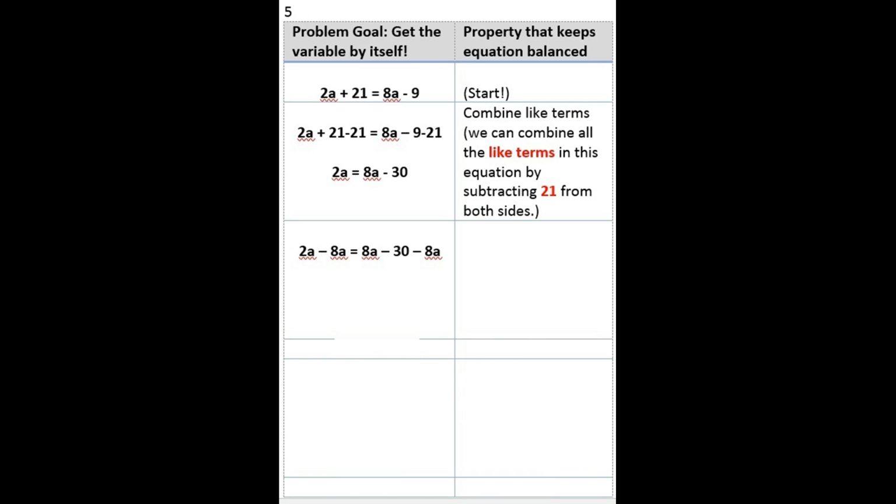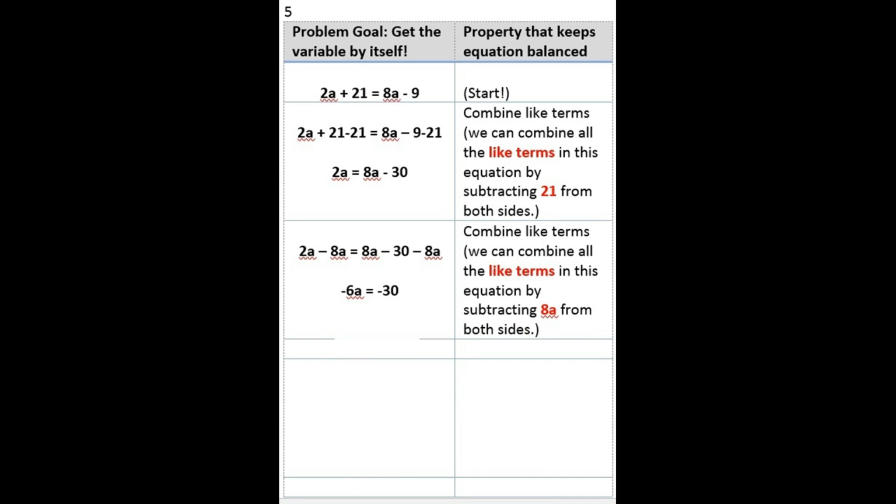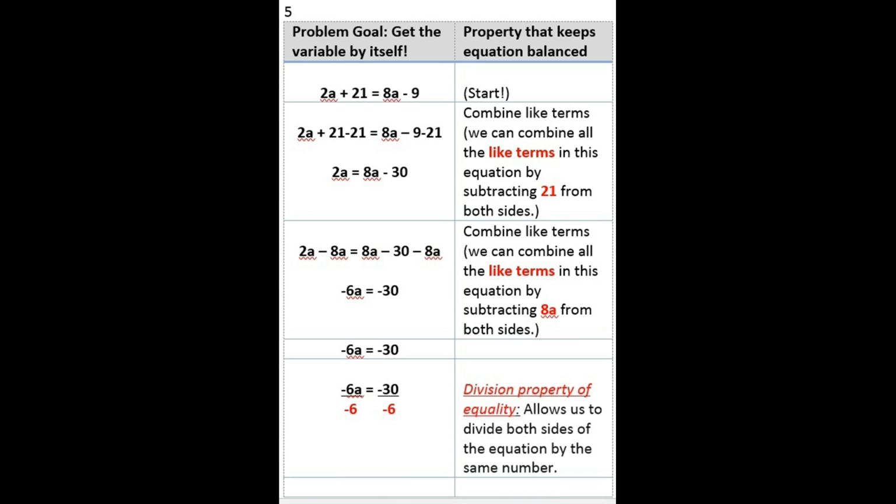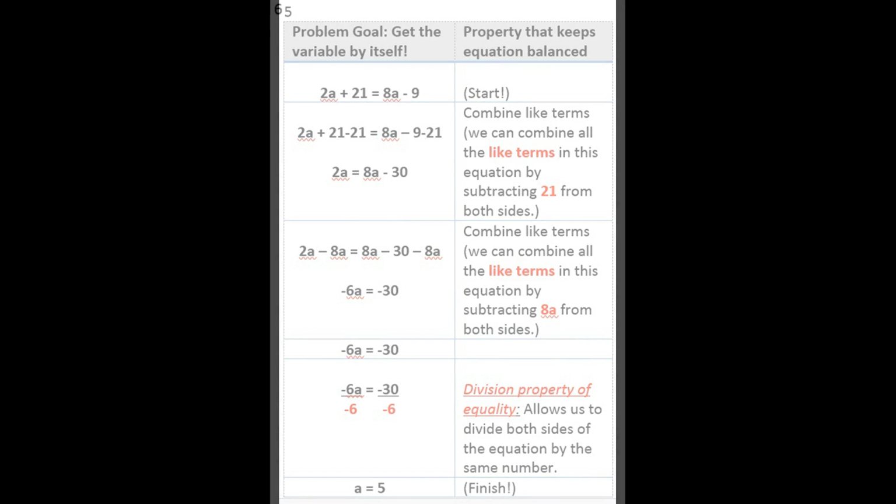But now what do we do? We have to get those a's on the other side. So let's go ahead and subtract 8a. What that will do is force all of our variables onto the left side of our equation. And we have 2a minus 8a gives you negative 6a, and the 8a's on the right side cancel out. So negative 6a equals negative 30. Now we've got an easy problem to solve. This is just a basic division problem. So negative 6a divided by negative 6 equals negative 30 divided by negative 6. That's the division property of equality. A is equal to 5. All right. So moving on.